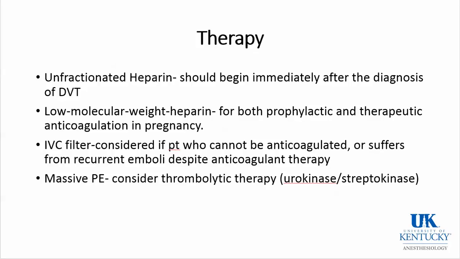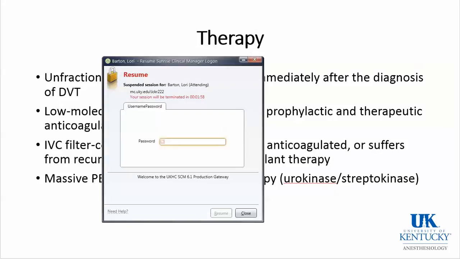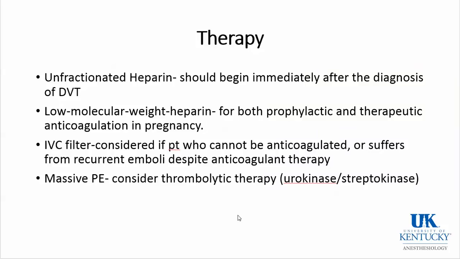Low molecular weight heparin is used for both prophylactic and therapeutic anticoagulation during pregnancies. Low molecular weight heparin affects antithrombotic activity rather than anticoagulant activity. Therefore, its effect is not measured by a PTT. Benefits of low molecular weight heparin are a decreased risk of HIT. There's going to be less bleeding disorders. Decreased risk of osteoporosis with low molecular weight heparin as compared to heparin. And then obviously for a massive PE, you want to consider thrombolytic therapy such as urokinase or streptokinase.